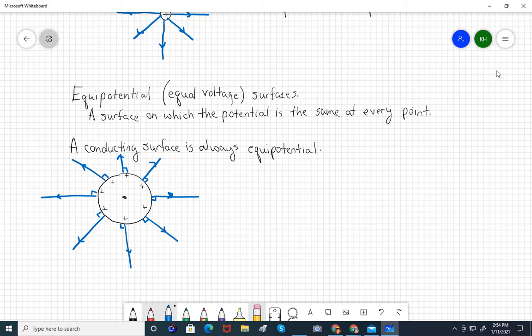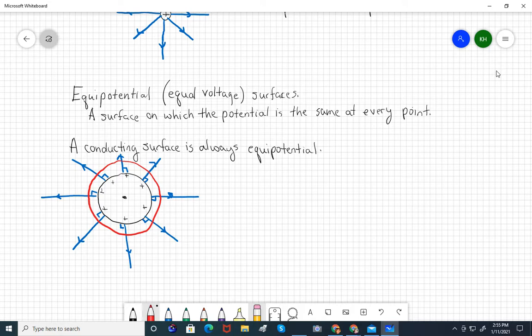Equipotential lines for point charges, and I'm going to draw those in red, will look like this. They will look like concentric circles. I'm trying to draw them equally spaced, but I may not do a very great job. That would be an equipotential surface. The potential at that point would be the same.